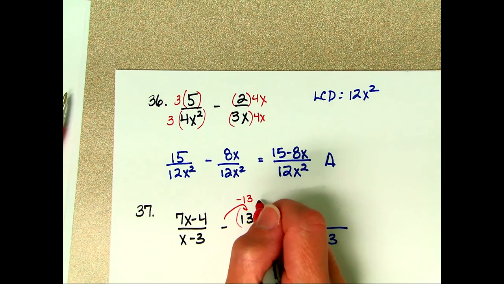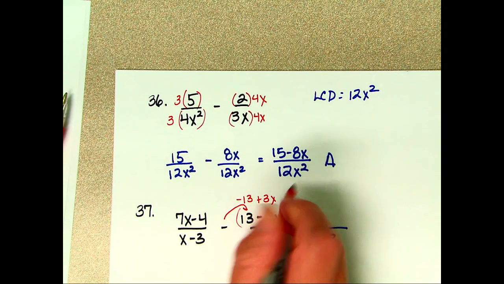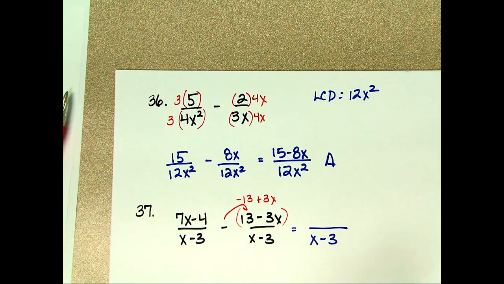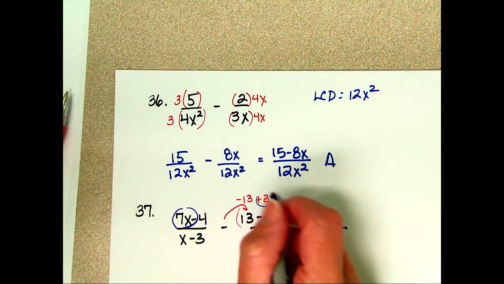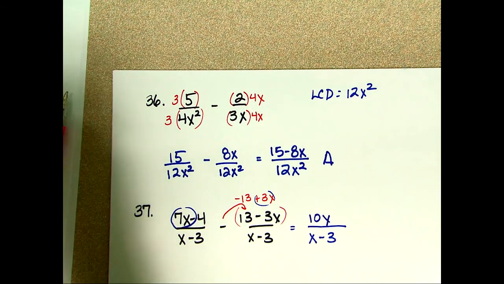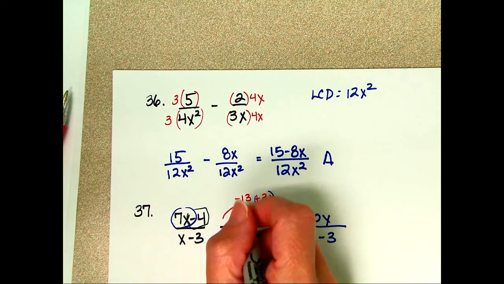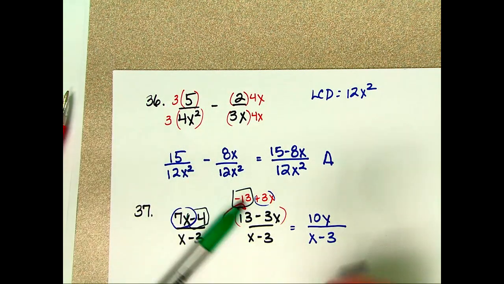7x plus 3x will give me 10x. I have a negative 4 and a negative 13 will give me minus 17. 10x minus 17 all over x minus 3. The answer for 37 is B.